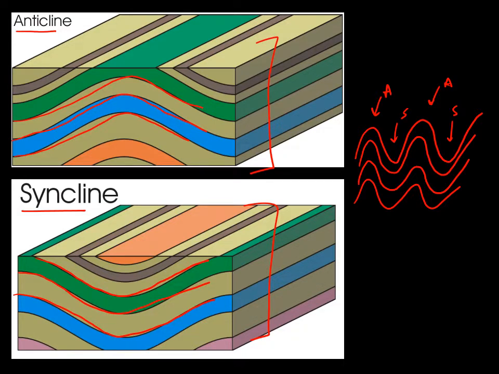Folds form in rocks when they are warm enough that they can flow very slowly, and they're too warm to build up enough stress to break. So folds form relatively deep in the crust, whereas faults tend to be much shallower, where the rocks are colder and more brittle and tend to break instead of folding. So an anticline and a syncline, sometimes together, sometimes separate.